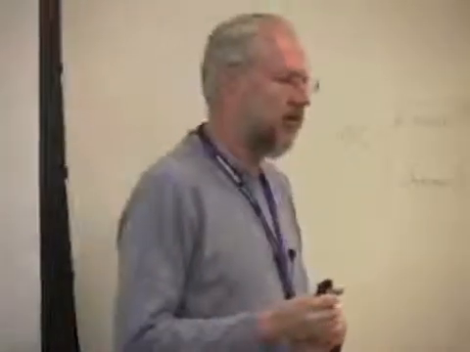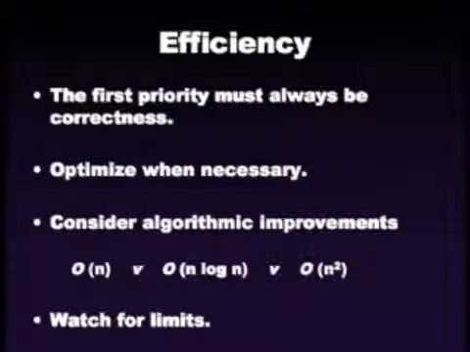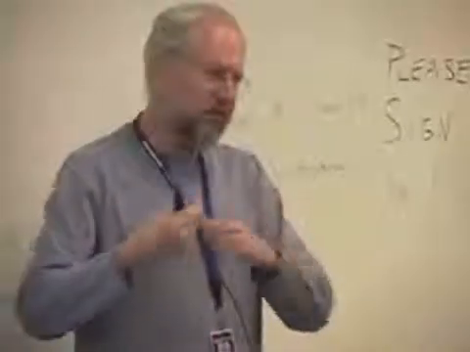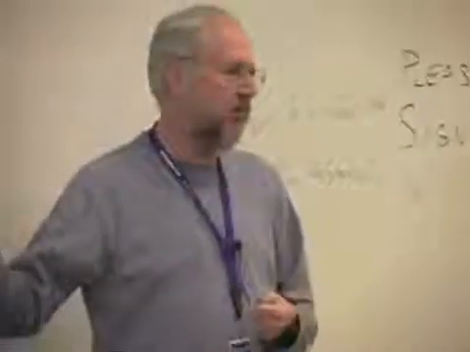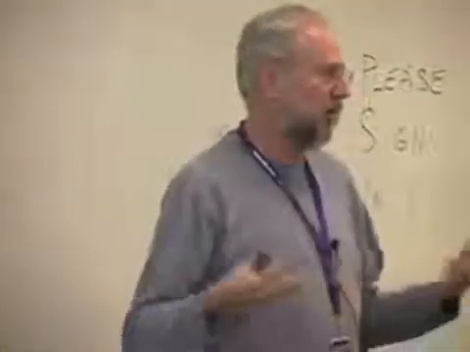So the first priority has to be correctness. It doesn't matter how fast it goes if it isn't right. And then optimize only when necessary. I often see that people, if their stuff is going too slow, don't consider algorithmic improvement. So it might be that they've got an n-squared algorithm going on, and they're trying to recode that and make it go as fast as possible. But it could be that there's an n algorithm available to them that doesn't matter how effectively it's written, it's going to run a lot faster.